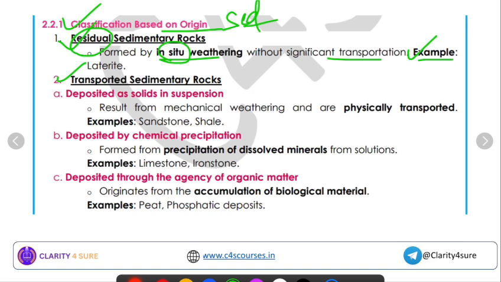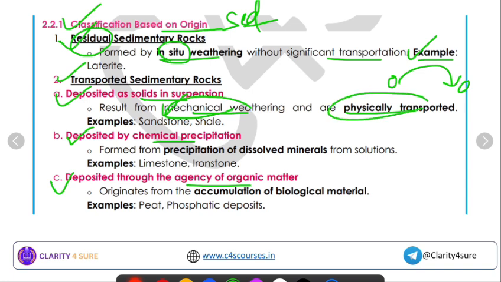Next one is the transported sedimentary rock. It will be moved from its place of origin by different transporting agents. First is solid in suspension, second is chemical precipitation, third is by the agency of organic matter. First is solid in suspension, that is from mechanical weathering, and they are physically transported. There are no chemical reactions taking place. Examples are sandstone, shale, deposited as solid in suspension.